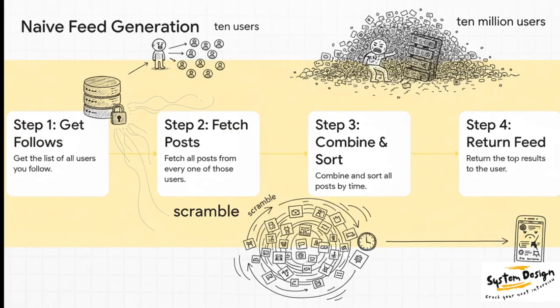So here's how this naive approach works. When you open the app, the system goes, okay, who do you follow? It gets that list. Then it fetches all the posts from every single one of those people, mashes them all together, sorts them by time, and then finally shows you the latest ones. Now look, if you have 10 friends, this is instant. It's no big deal. But for 10 million, it's a complete and utter disaster.